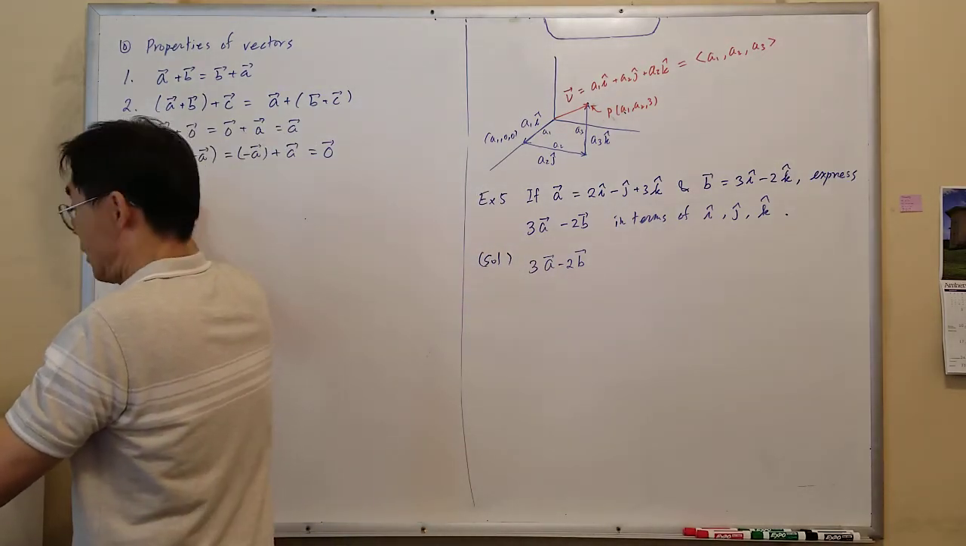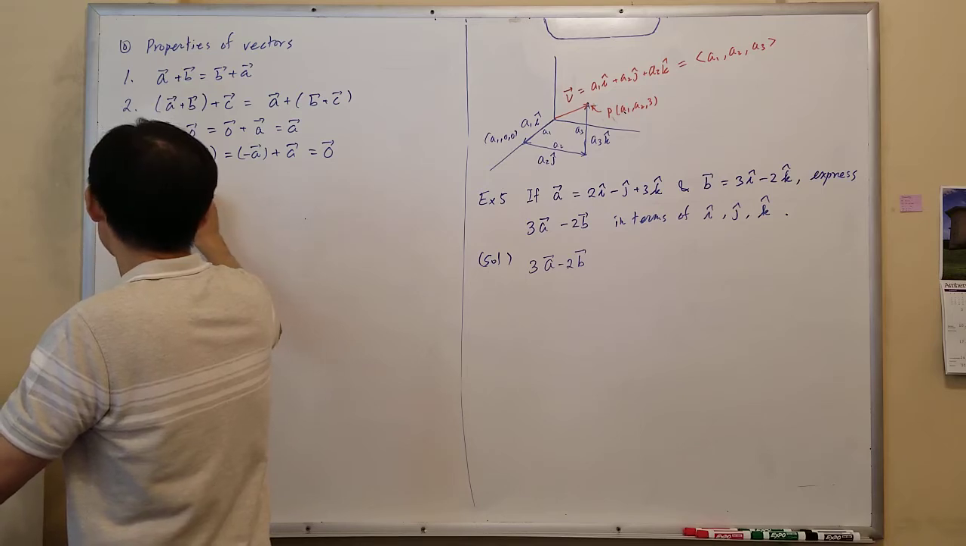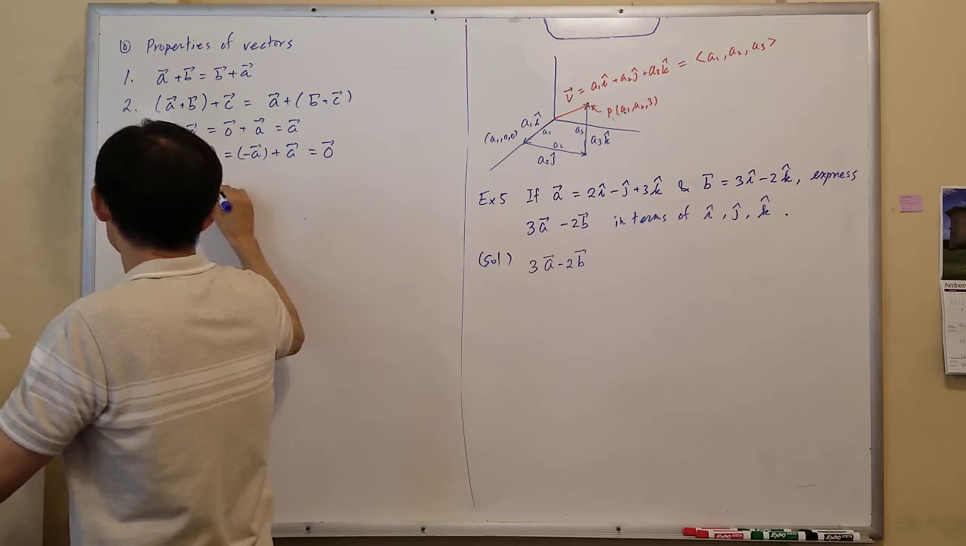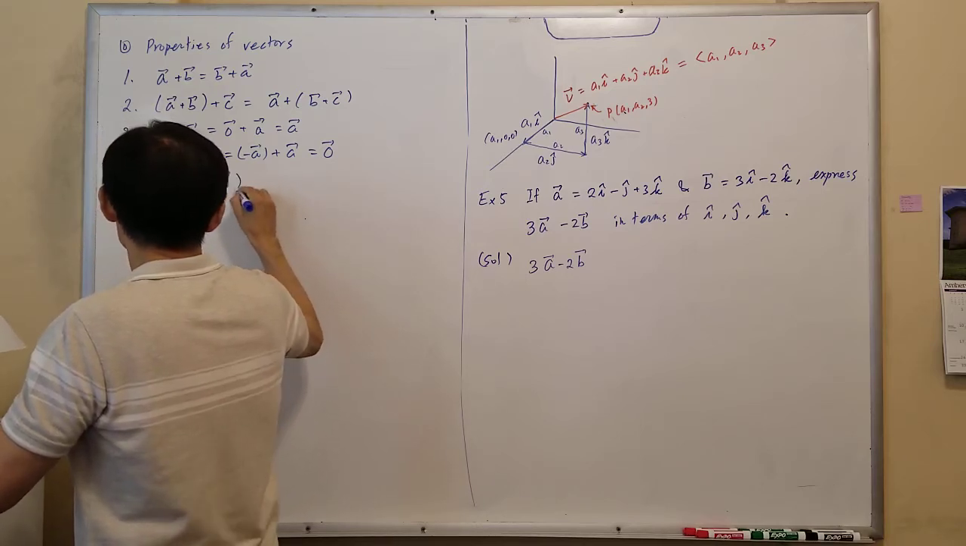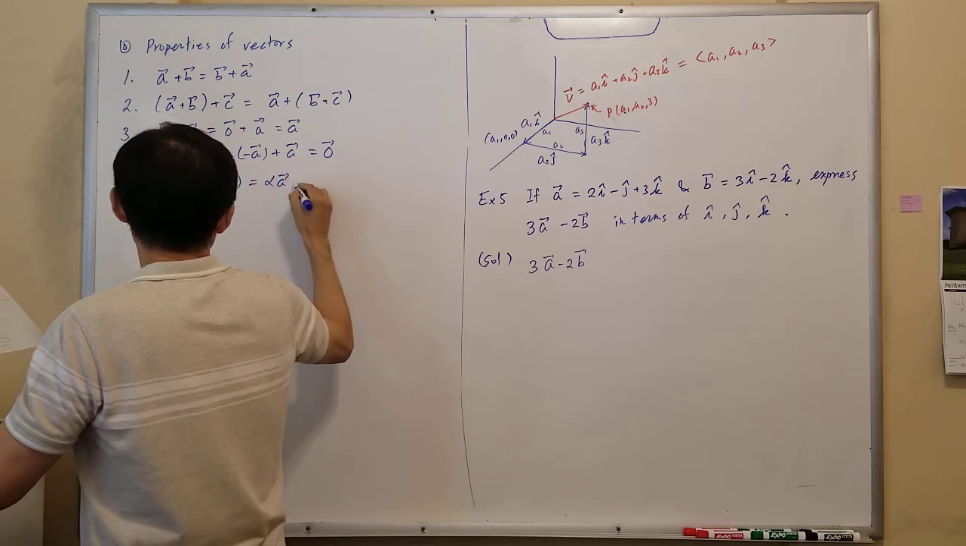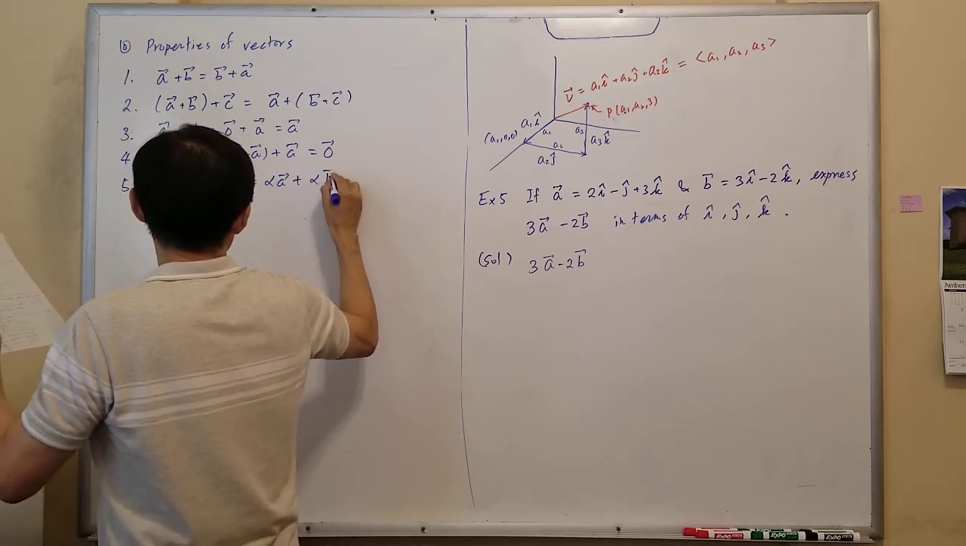And then you have a kind of distributive property of alpha times A plus B. All right.